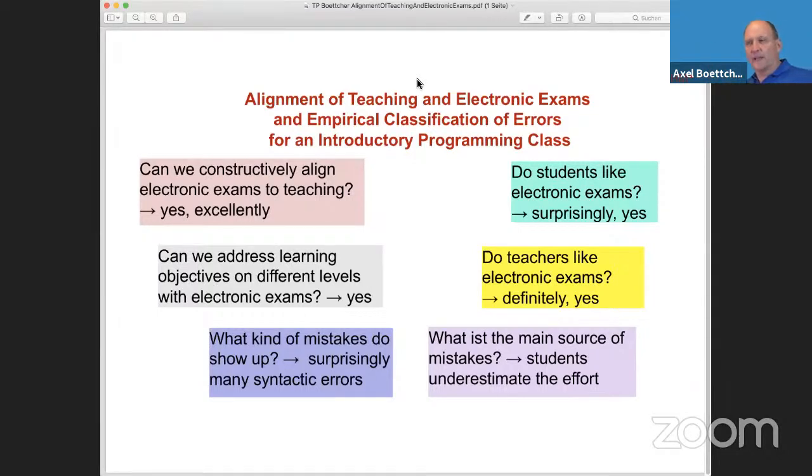When we go to evaluation, we ask, do students like this? Because syntactic errors are bad for students. They will get a zero score. Surprisingly, students like this kind of exams. Do teachers like these? Yes, definitely. And what is the main source of mistakes? We have a good indication that students underestimate the effort they have to invest. As often in research on education, we also had another changing parameter starting with the year where we used electronic exams. Students were no longer forced to turn in exercises every week. So they started to underestimate the effort they have to invest. So yeah, that's my teaser.